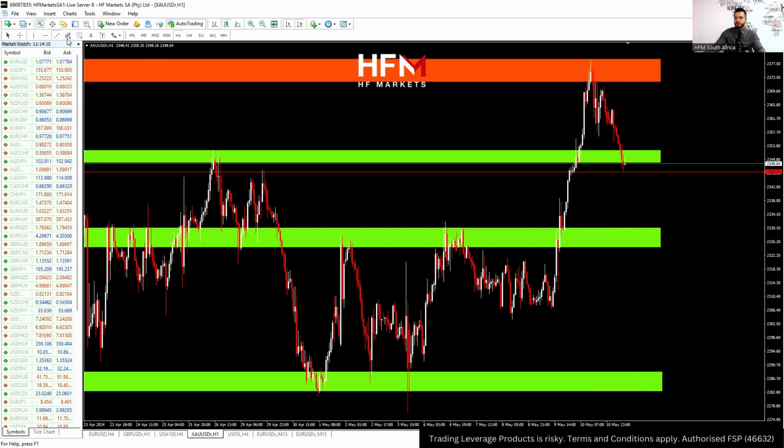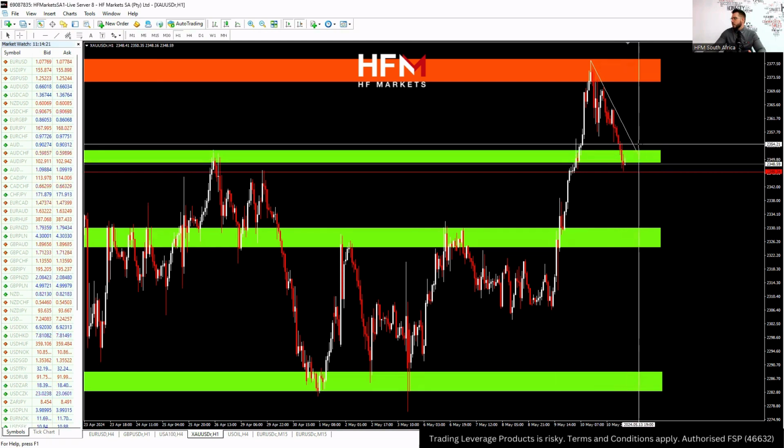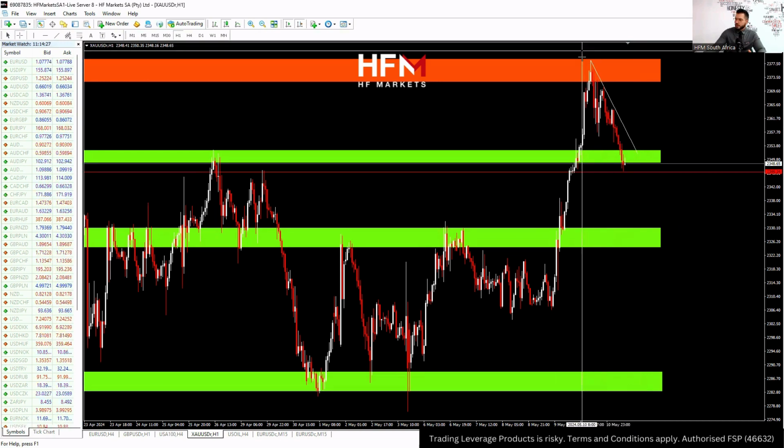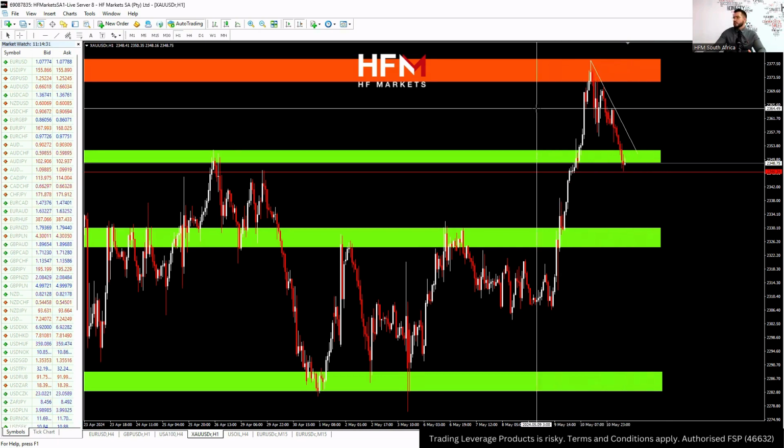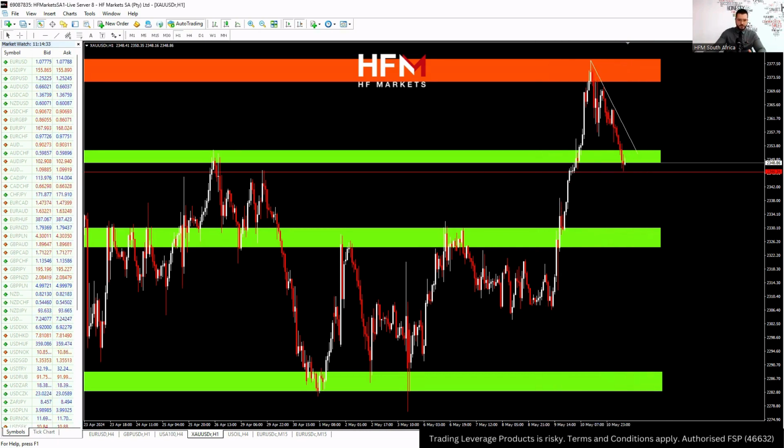Now, if we do break higher and we break back above our support level, I would literally just wait for a break of our trend line here as well. And that would require a slight move higher with a break above 2,355, which could trigger an additional bullish rally once again on this specific commodity.